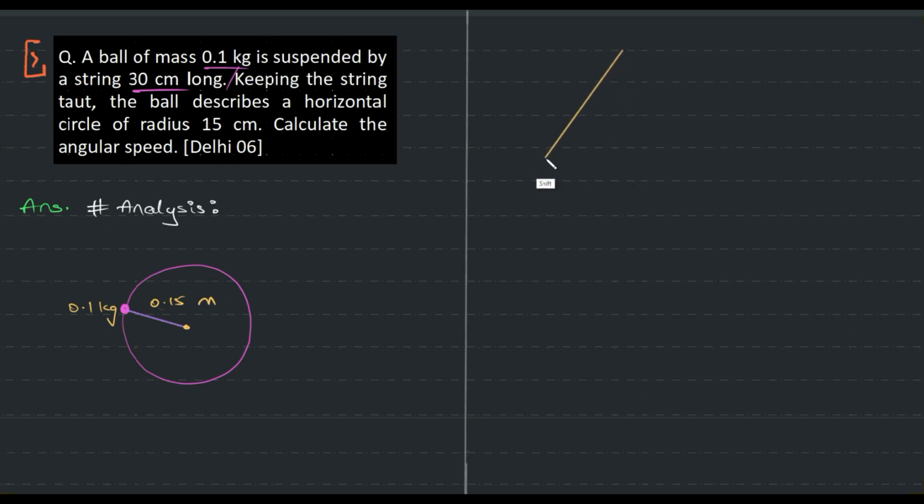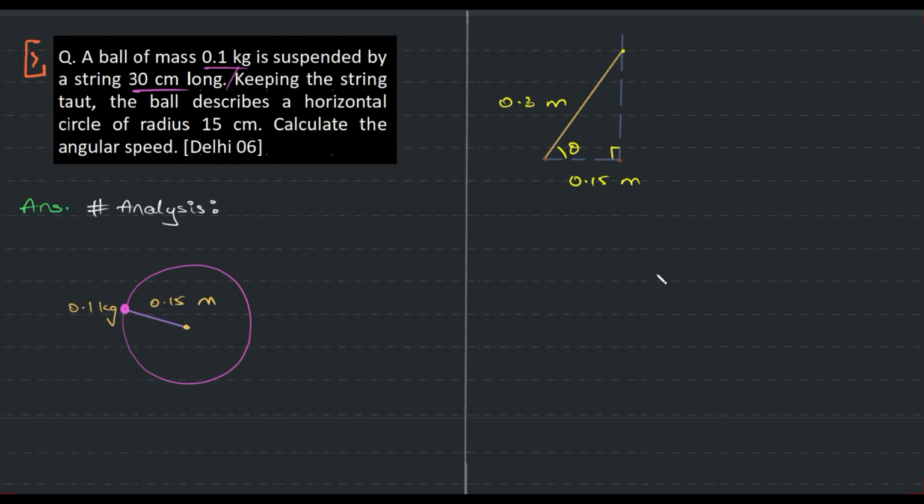So we have a string. Now this is the scenario. This is your vertical thingy, and 0.15 meters. This is 0.3 meters. So this is the actual scenario, guys, and we can call this theta. So this is basically the lengthwise diagram.